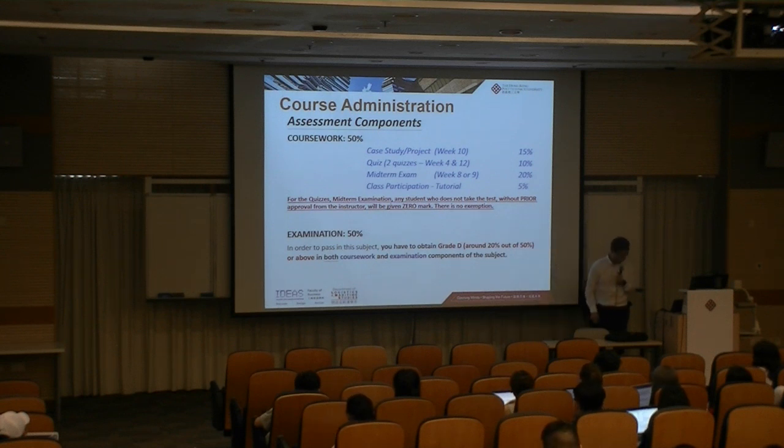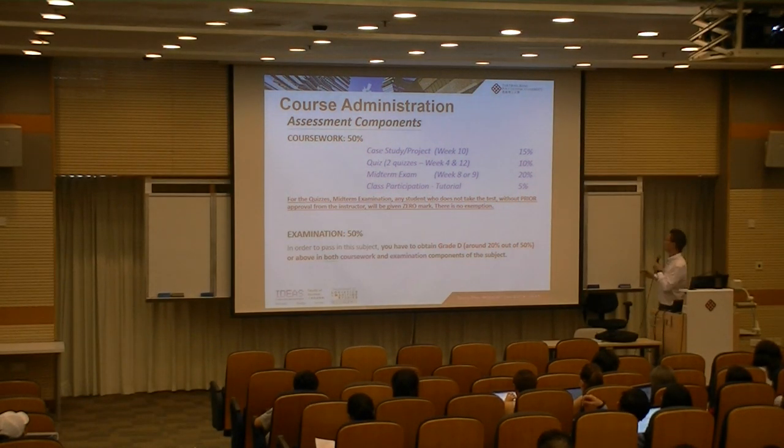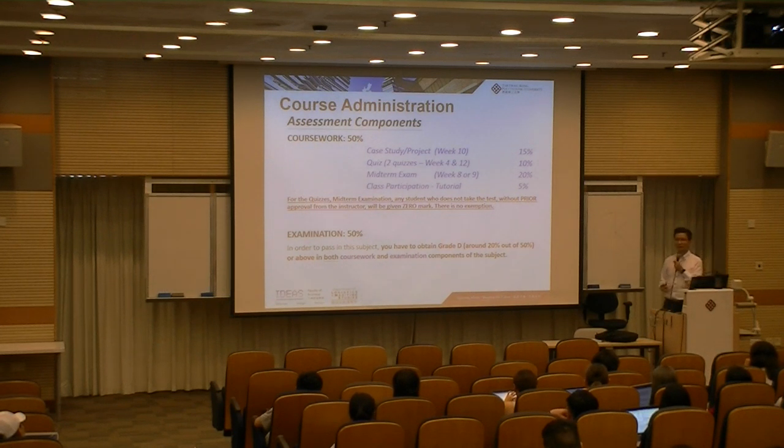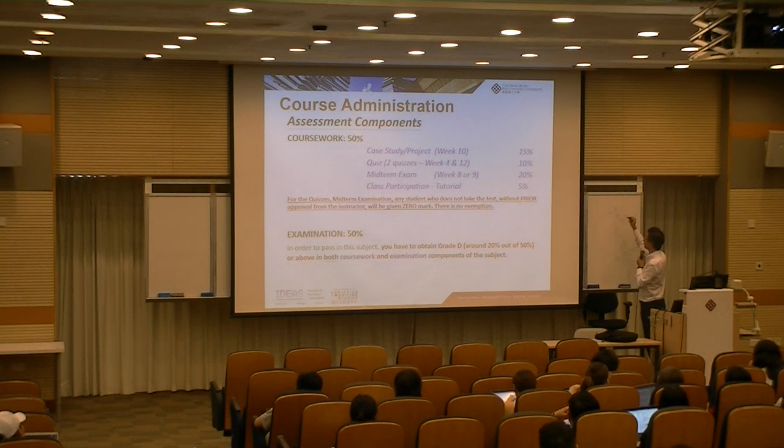And how to get this 5%? Okay, so you know we have 1-hour sections. So this is the clock. I will divide the 1-hour section into 4 time slots. It means if you arrive within the first 10 minutes, you will get 100% of the class participation for that session. I will mark A here.